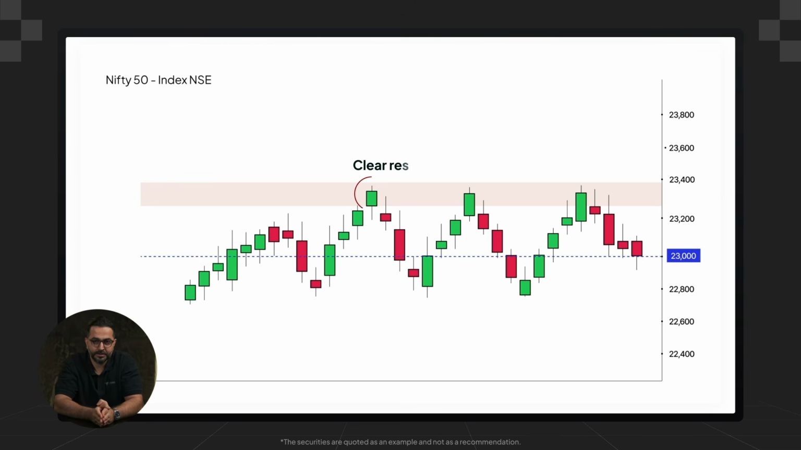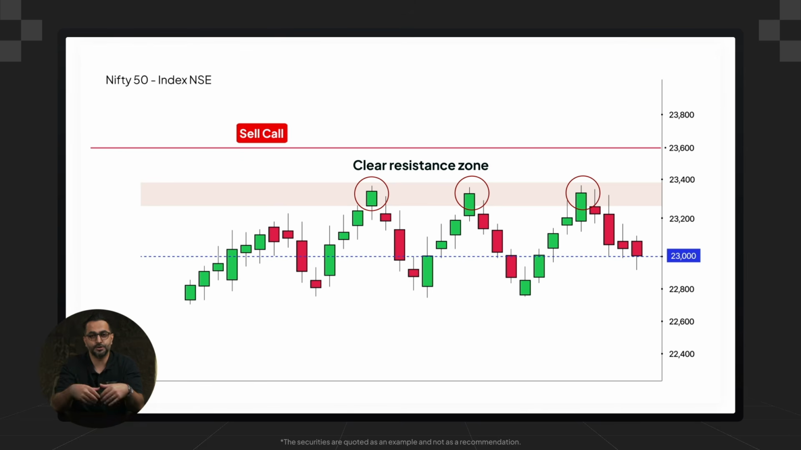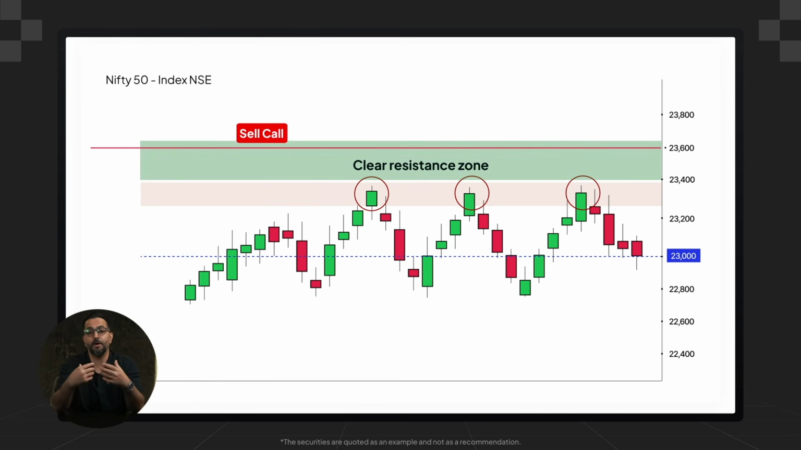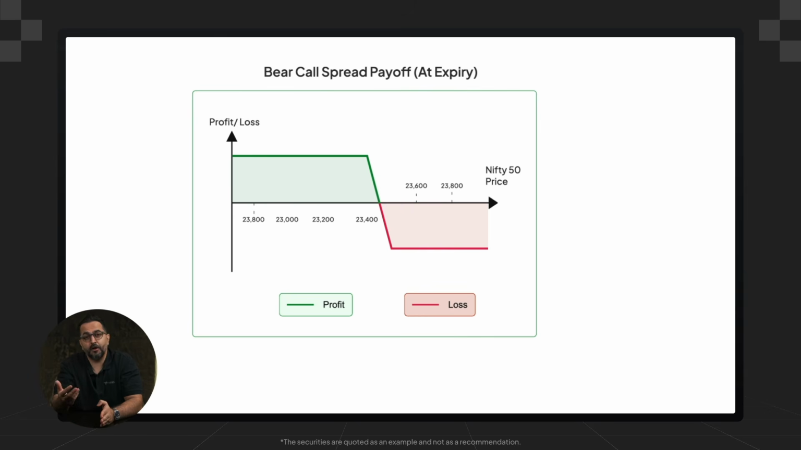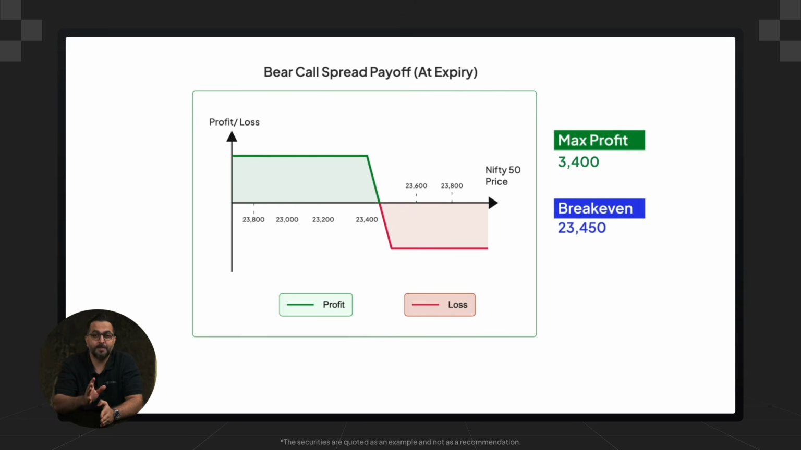Now, when does a bear call spread work better? A bear call spread works better when three things line up. First, the market should have a clear level where it has struggled to move higher earlier. This is usually called a resistance zone. Second, your sold call strike should ideally be placed around or above that resistance zone. Third, you should check the payoff, break even, maximum profit, and maximum loss before placing the order.